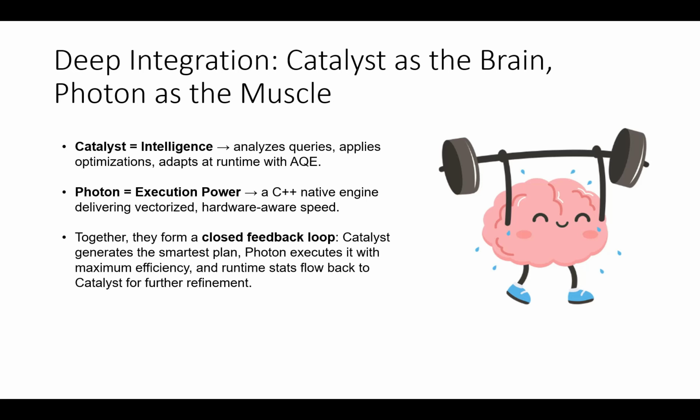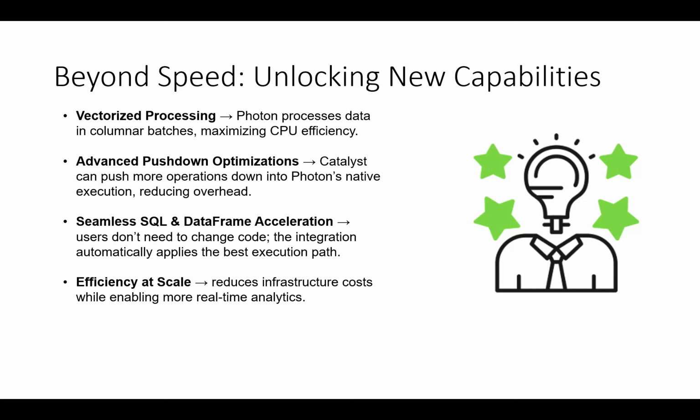Together they form a closed feedback loop. When Catalyst and Photon work together, Catalyst generates the plan, Photon executes it with maximum efficiency, and whatever stats it collects, it gives back to Catalyst, which will further refine the plan. So it's a loop between the two: the planning, the execution, feedback to Catalyst, and improvement of the plan. Again execution, again feeding the feedback. It's a closed feedback loop running between Catalyst and Photon.